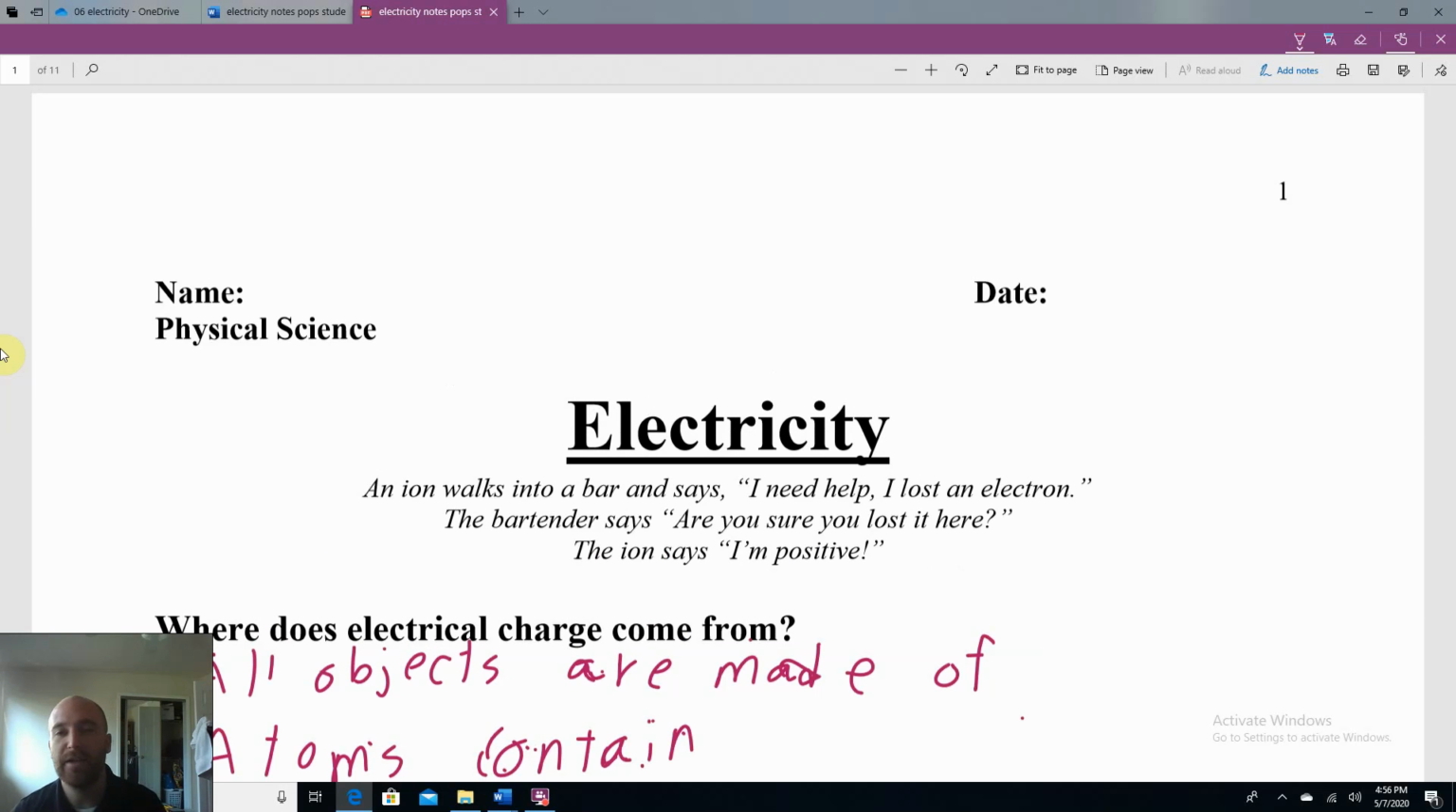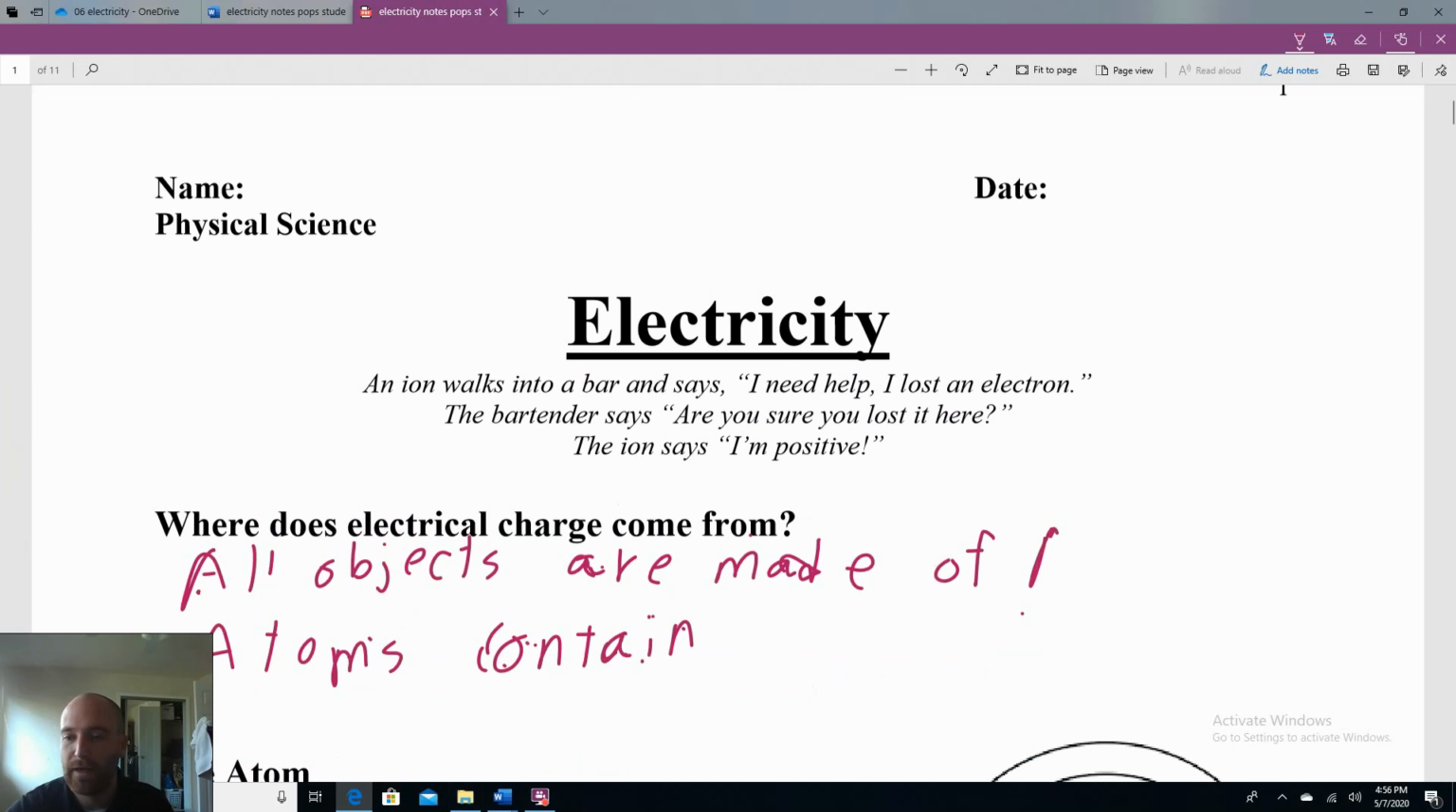Let's start with this. Electrical charge, what is it, where does it come from? Well, all objects are made of atoms. Something you should have learned before in your science class. Atoms are really, really small units of matter. It can be all different elements. All objects are made out of these atoms. But what are atoms themselves made out of? Well, they've got smaller particles within them that we'll look at in a second. But some of those particles are charged.